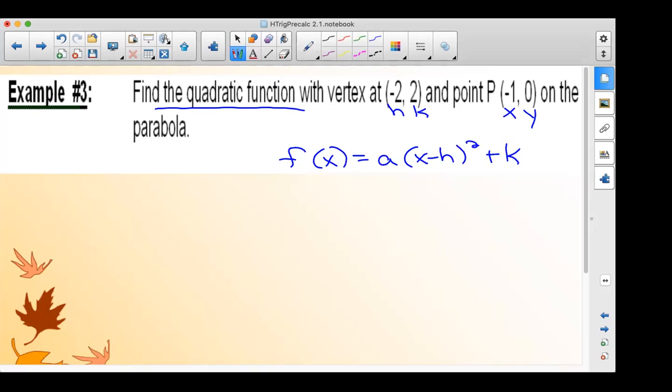So plug these numbers in and then you'll be solving for the missing value.